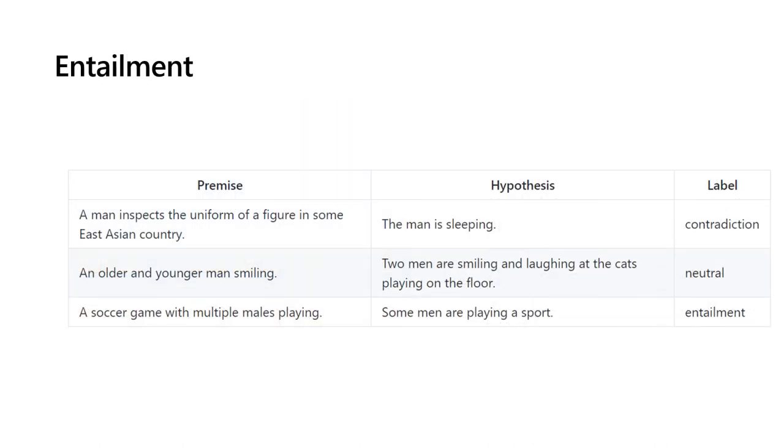Natural language inferencing is the task of determining whether a hypothesis is true, false, or undetermined, given a premise. In this table, I list one example of a natural language inferencing task, which is entailment. For example, based on the premise, a man inspects the uniform of a figure in some Eastern Asian country, the hypothesis, the man is sleeping, is simply false, or it's a contradiction to its premise.